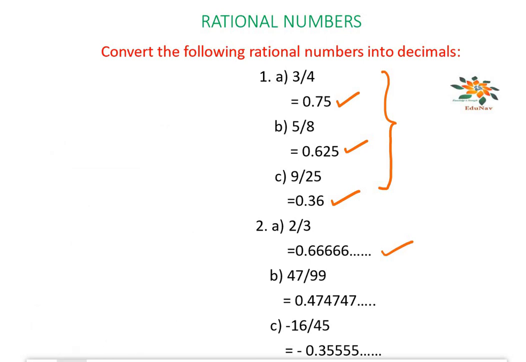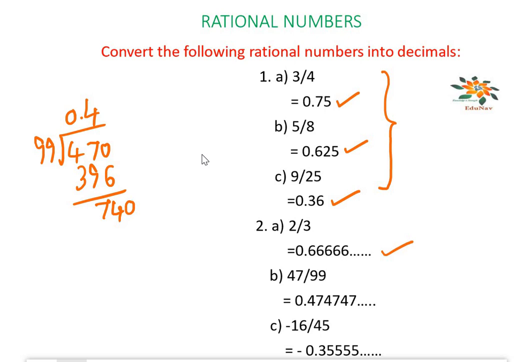47 by 99. So again 47 will not go in 99, so 0 point. If we take 0 here, it will become 470. Now 99 into 4. 9 fours are 36, balance 3. 36 plus 3, 39. So balance will be 74. Again, if we take 0, it becomes 740. 99 into 7. 9 sevens are 63.